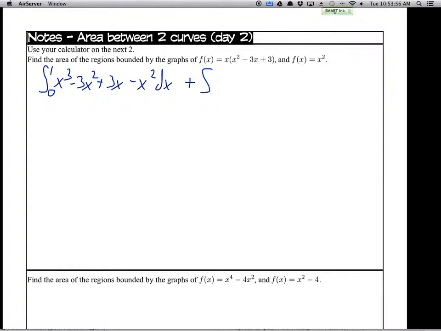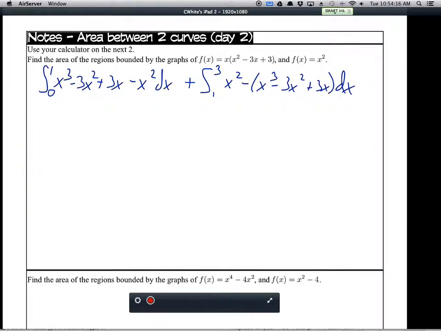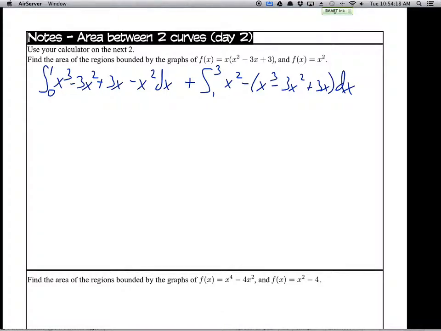Where's the second one going to go from? 1 to 3. And which one needs to be on top on that one? The x squared. Now, even though you're using a calculator, you must show this setup right here. They will not give you any credit unless you show the setup.